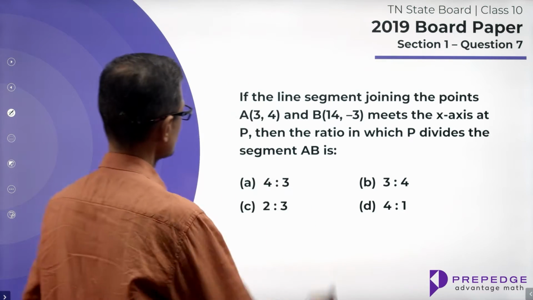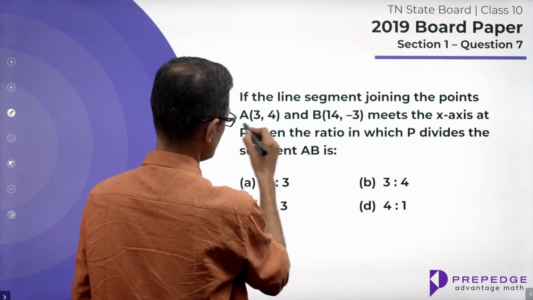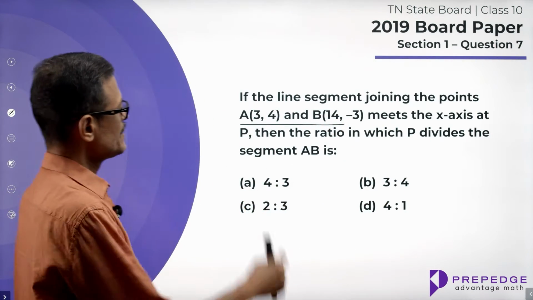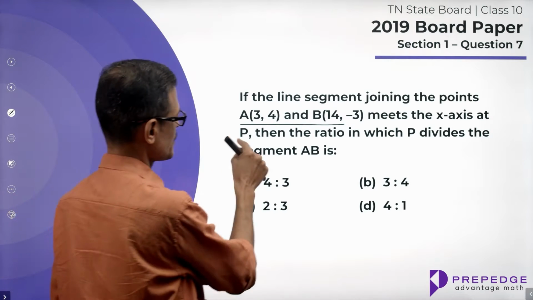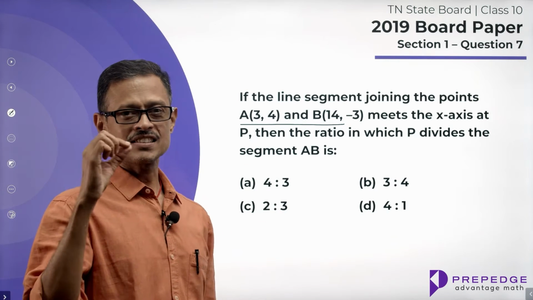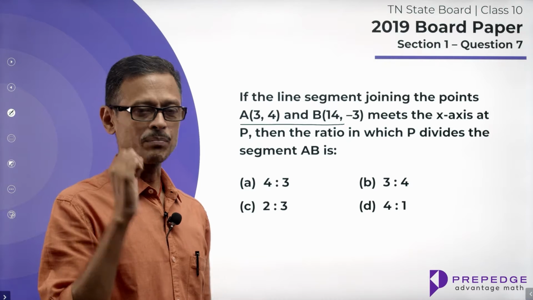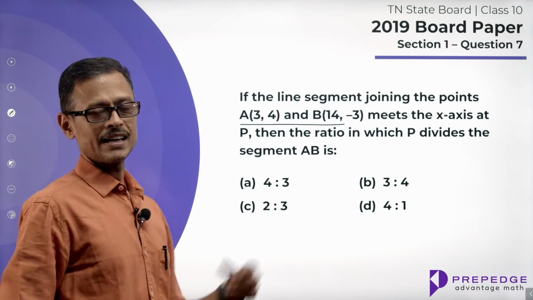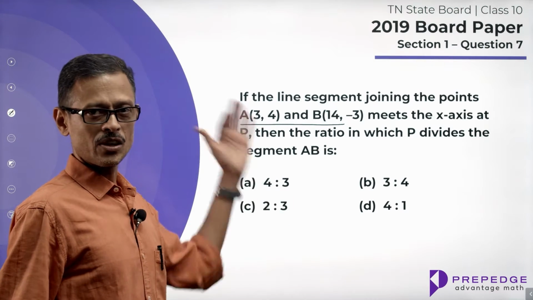The line segment joining points A and B, whose coordinates are given, meets the x-axis at point P. The line segment is cutting the x-axis at point P. Then the ratio in which point P divides this line segment AB is what we need to find out. Let's draw this in an xy plane.